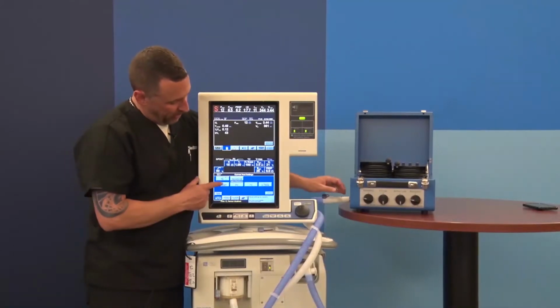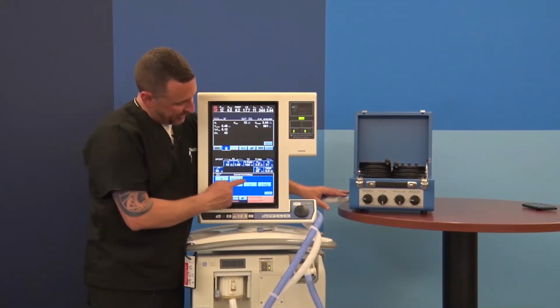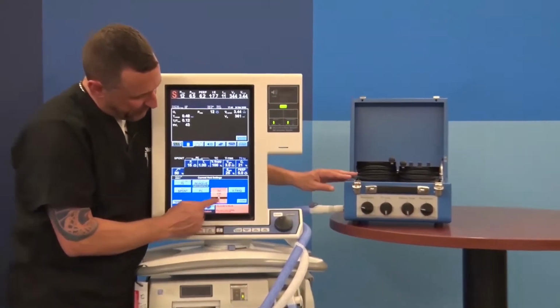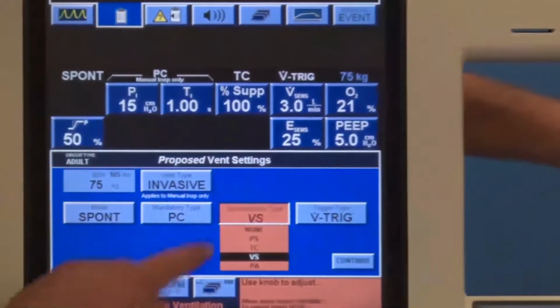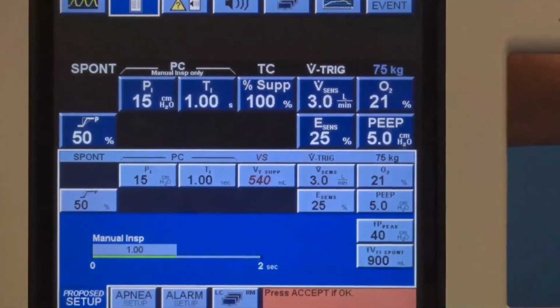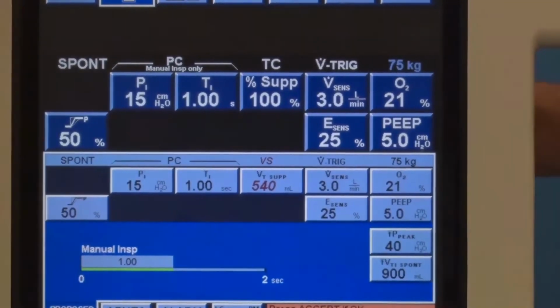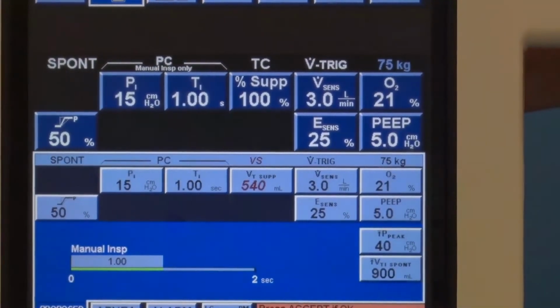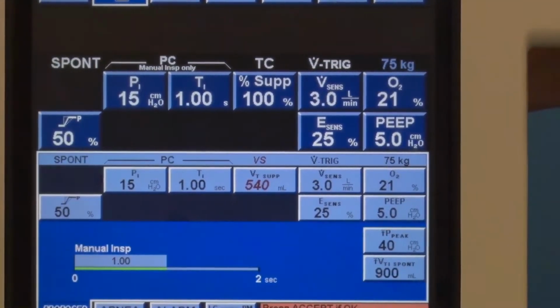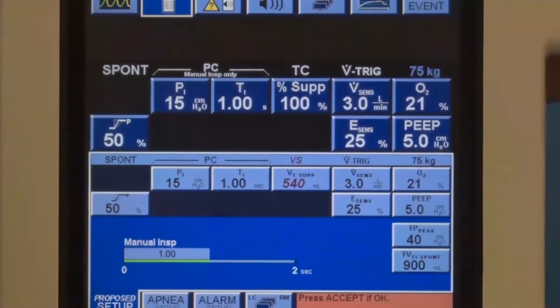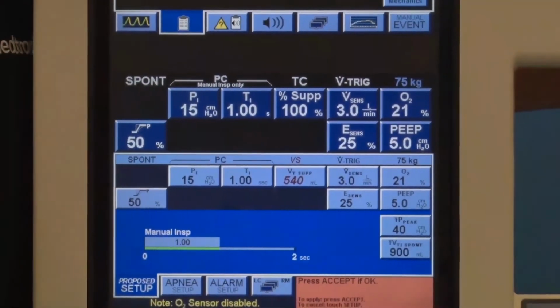Okay, so let's move on with our spontaneous breath types. We just did tube compensation. Let's move right on down the list and do VS, or volume support. So we talked about VC plus earlier, where the machine is going to use the least amount of pressure to deliver a target tidal volume in a mandatory breath type, right?